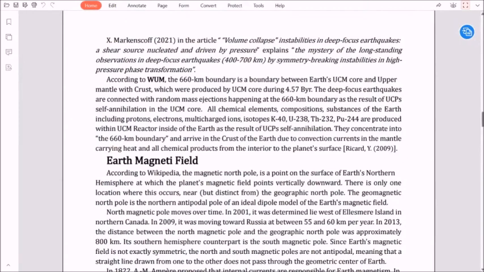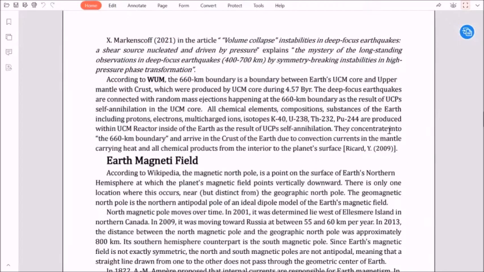Earth's magnetic field. According to Wikipedia, the magnetic North Pole is a point on the surface of Earth's northern hemisphere at which the planet's magnetic field points vertically downward. There is only one location where this occurs, near but distinct from the geographic North Pole. The geomagnetic North Pole is the northern antipodal pole of an ideal dipole model of the Earth's magnetic field.